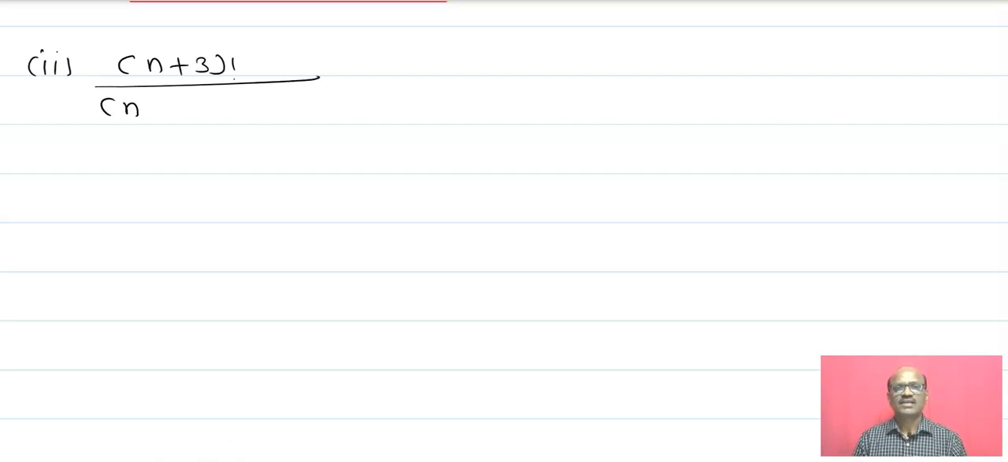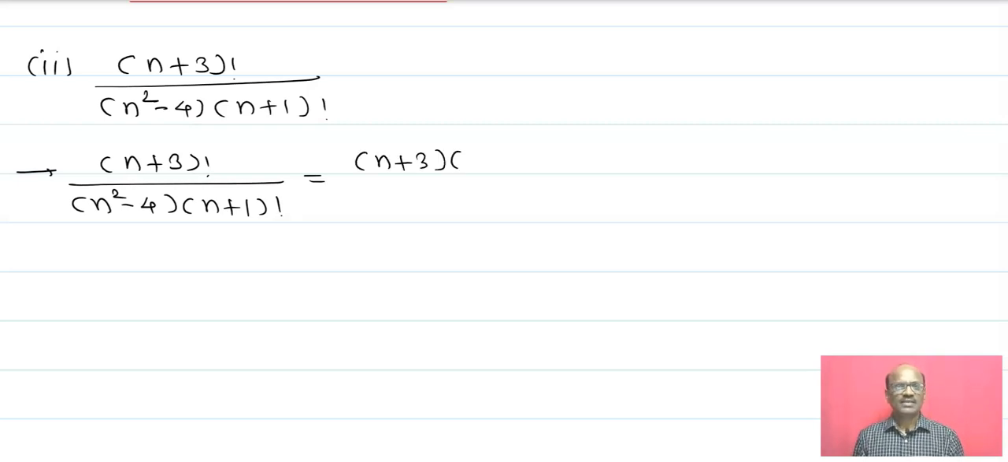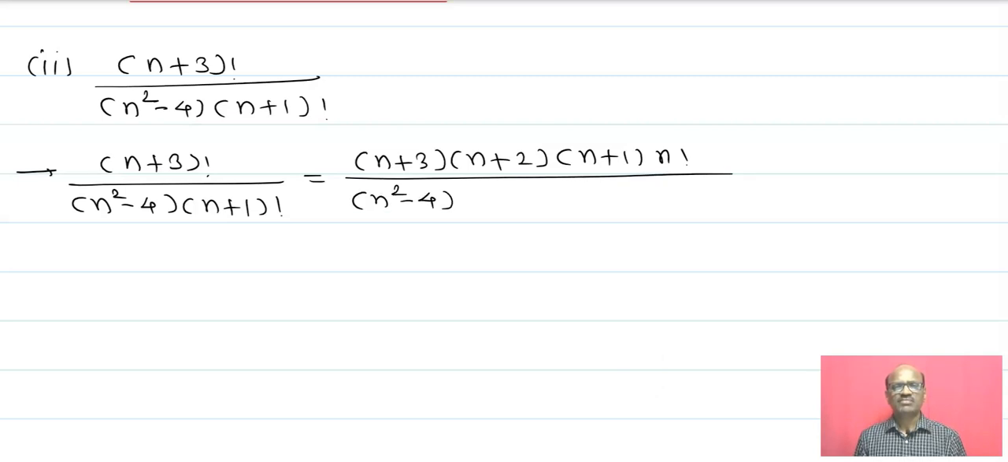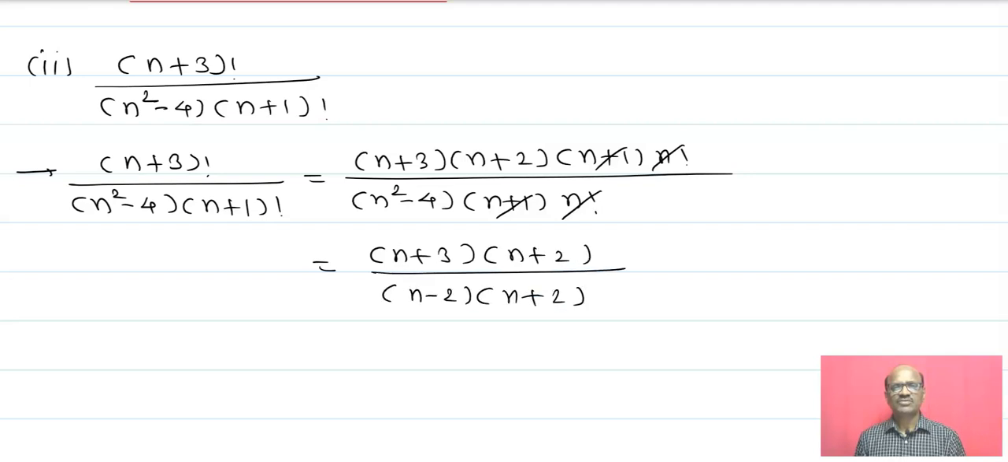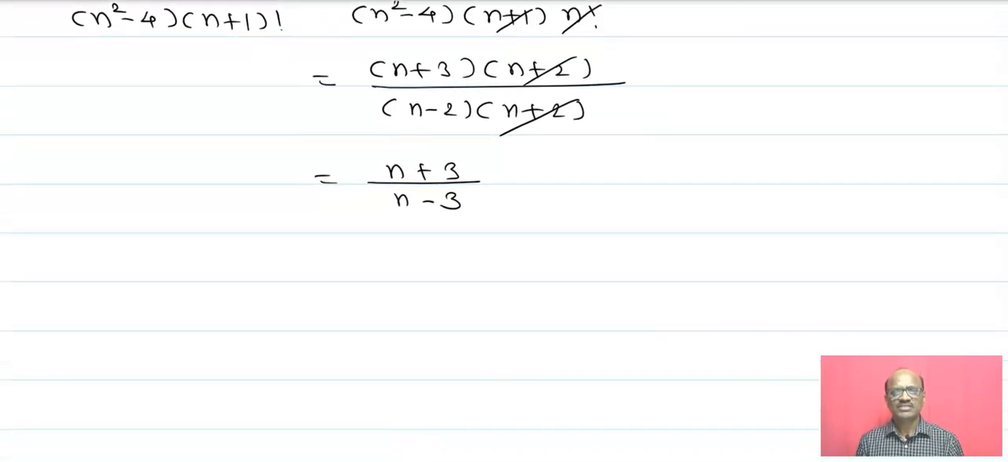Next, n plus 3 factorial upon n square minus 4 into n plus 1. Now again this can be written as n plus 3 factorial upon n square minus 4 into n plus 1 factorial. That is equal to n plus 3 into n plus 2 into n plus 1 into n factorial upon n square minus 4 into n plus 1 into n factorial. These two get cancelled. Now next is n plus 3 into n plus 2 upon n minus 2 into n plus 2. Now these two terms get cancelled. We will get n plus 3 upon n minus 2. This is the simplification. Therefore, n plus 3 upon n minus 2 is the final answer.